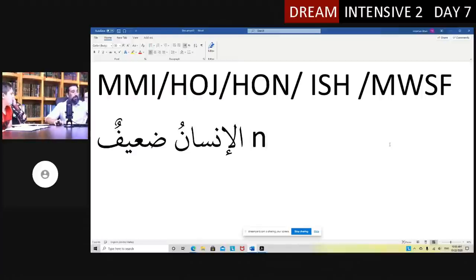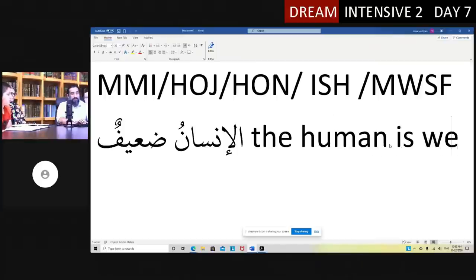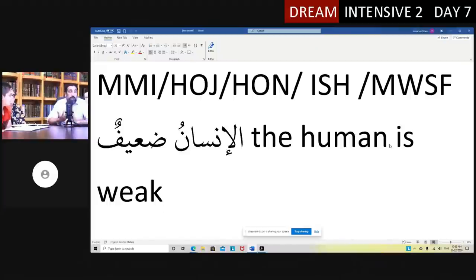When it's proper followed by common, you have to translate it as "the human is weak." Now it's a sentence. Now it's no longer "weak human", which is a fragment. But "the human is weak" is a sentence.